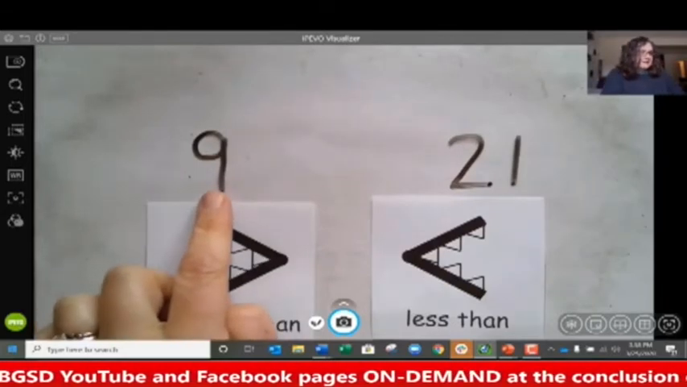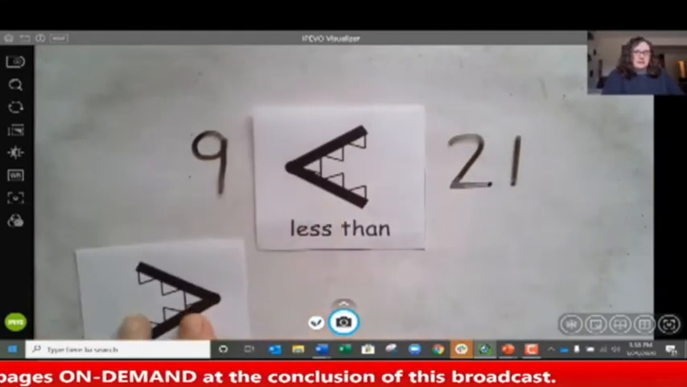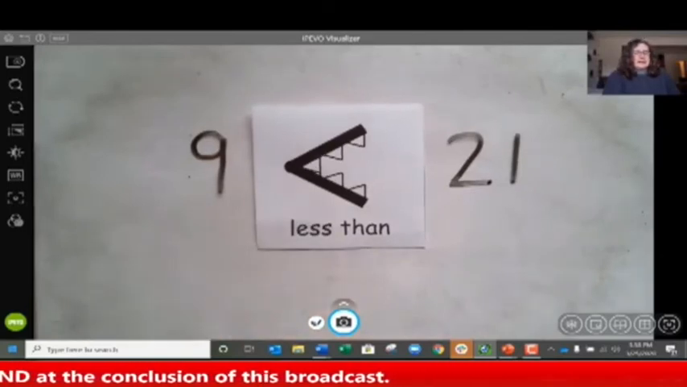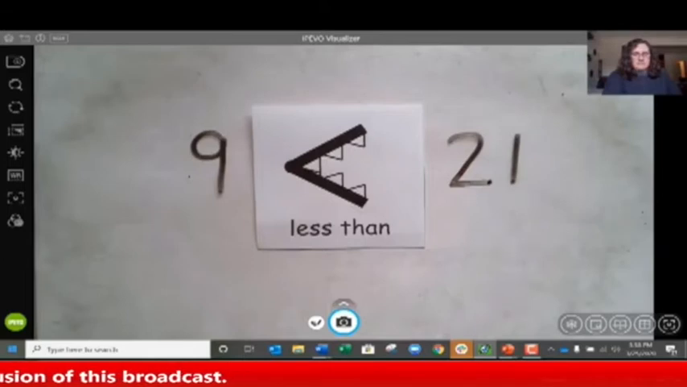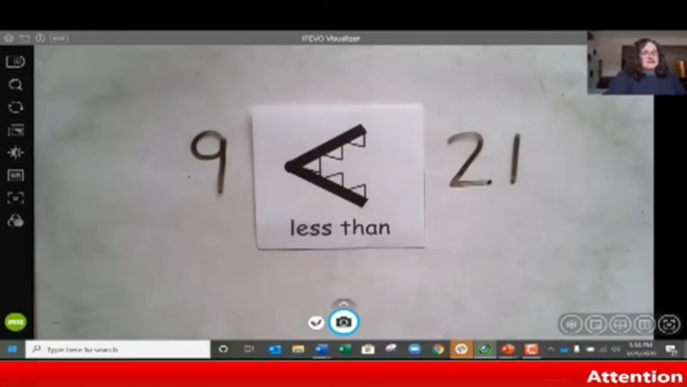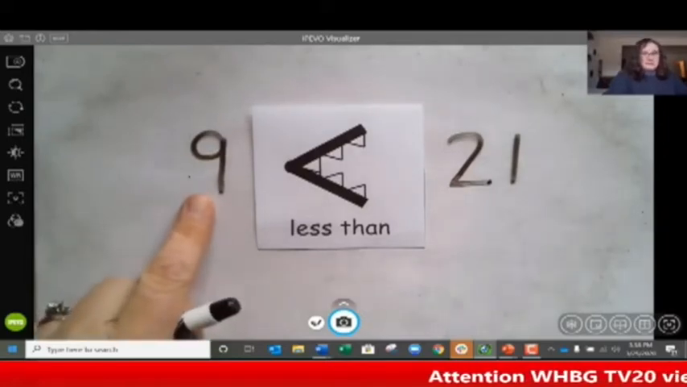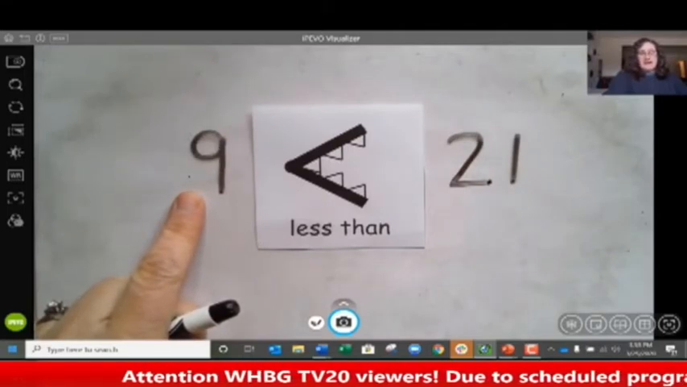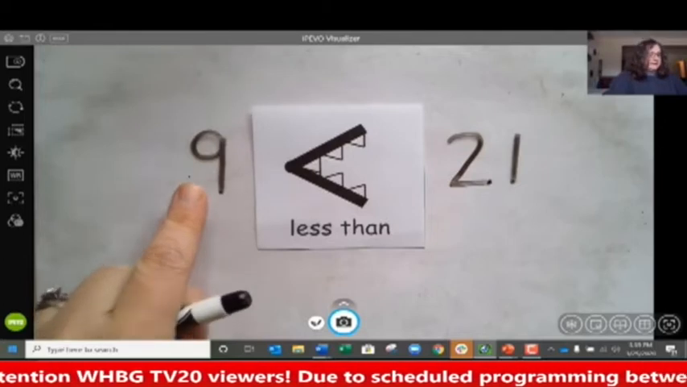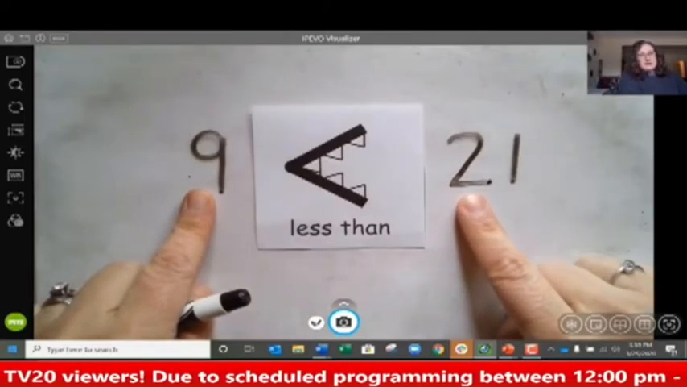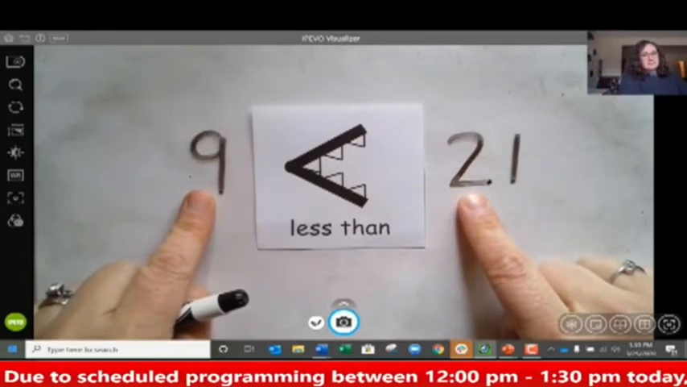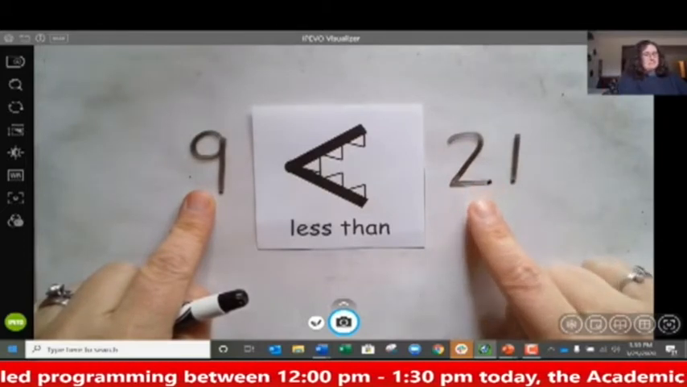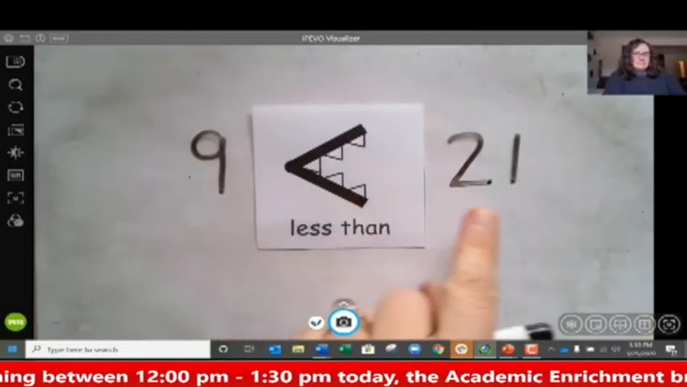Did you decide 9 is greater than or less than 21? I think it's less than 21. How do we know? Did you say look at the tens? Are there any tens in the number 9? Nope. 9 is all made of ones. It's not a 10 yet. So, if this number has 2 tens, which one is bigger? Did you say 21? So 9 is less than 21.